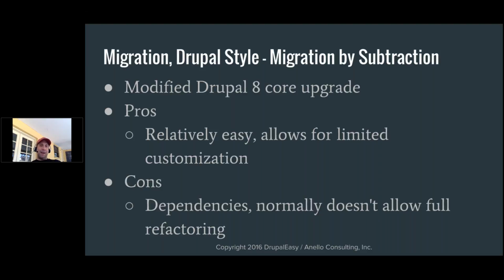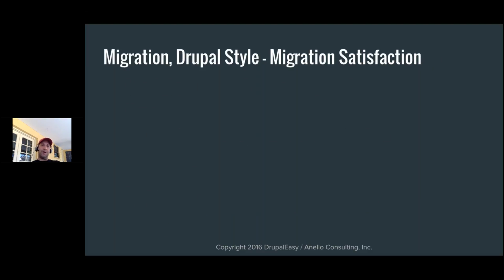So I found that managing those dependencies tends to be the trickiest aspect of this. While it does allow some customization, if you really want to do a full-on refactoring of your information architecture, I'm not sure this is the best solution. I think this is okay if you just need to do some tweaks here and there, but if you want to do a full-on refactoring, I think this next migration satisfaction method is really the way to go.